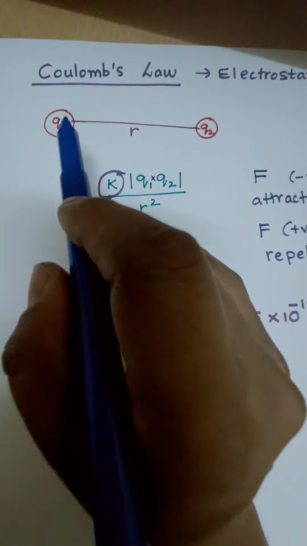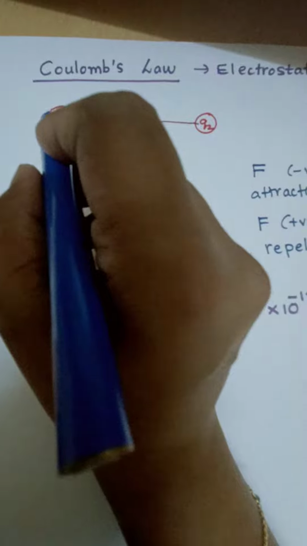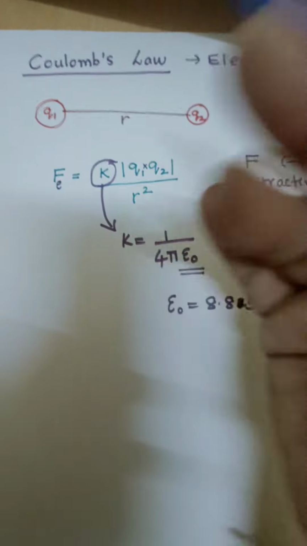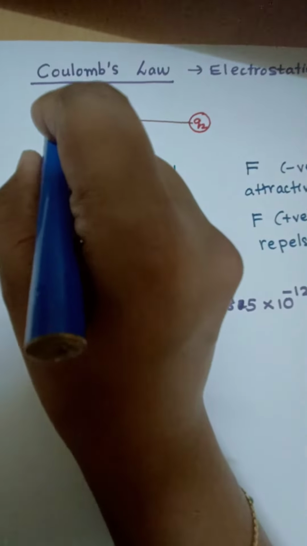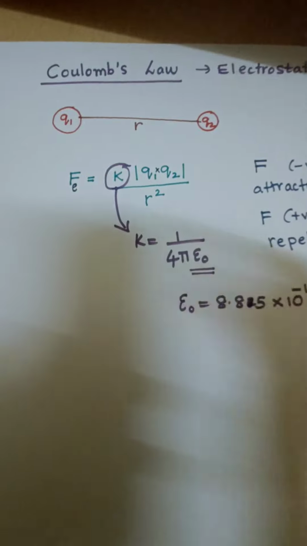We know that if we have two positive charges, they will repel, and if we have two negative charges, they also repel. If you have a positive and a negative charge, then they will attract. Anyway, there is a force.